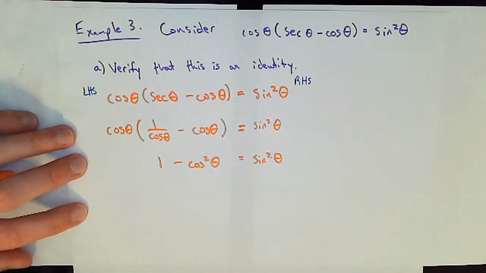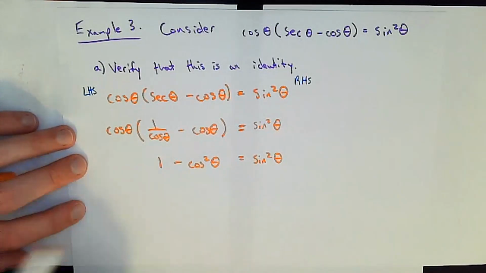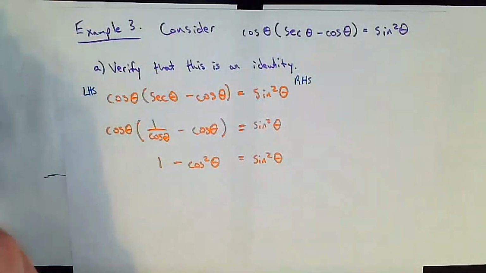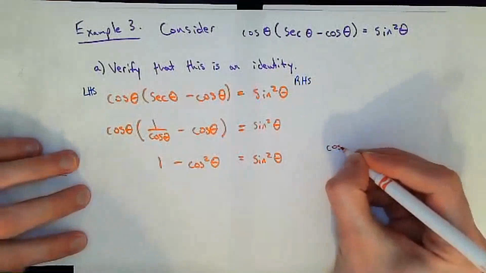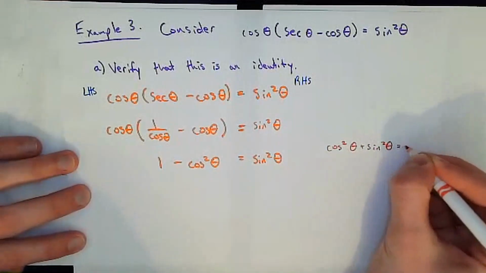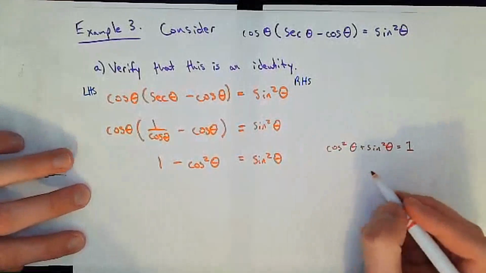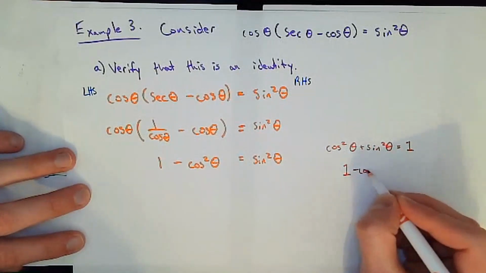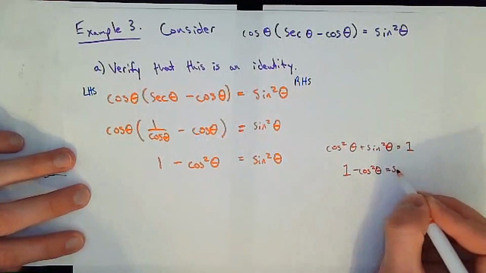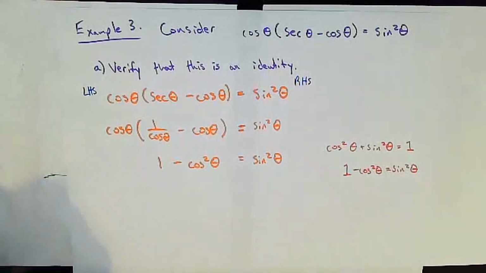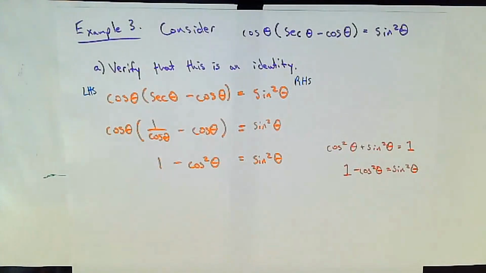And at this point, I would say that this is true just by working the left-hand side, because I know from the Pythagorean identity that cosine squared theta plus sine squared theta is equal to 1. So if I manipulate this and subtract the cosine over, I'm getting 1 minus cosine squared theta is equal to sine squared theta. So at this point, you could stop right there. And I didn't have to do anything to the right-hand side.